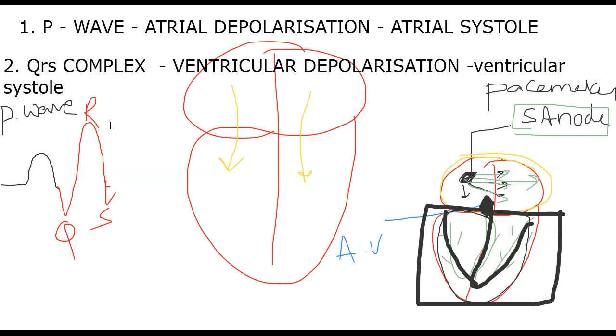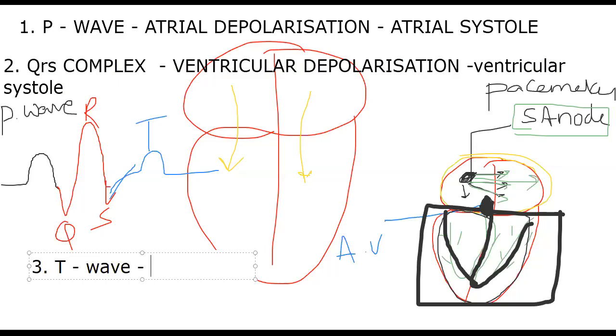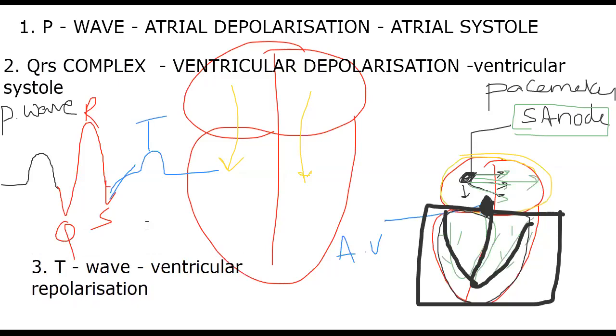What is the T wave? The T wave is the wave during ventricular repolarization. So the T wave indicates ventricular repolarization, that I am writing here. Up to here is enough for NEET, though we have much more information in our textbook.